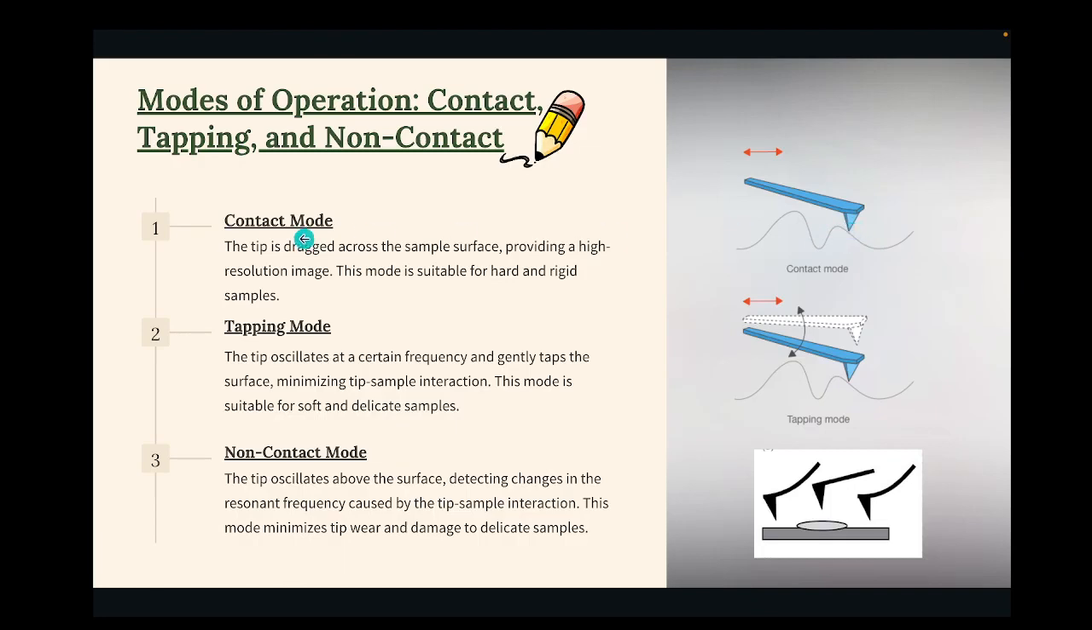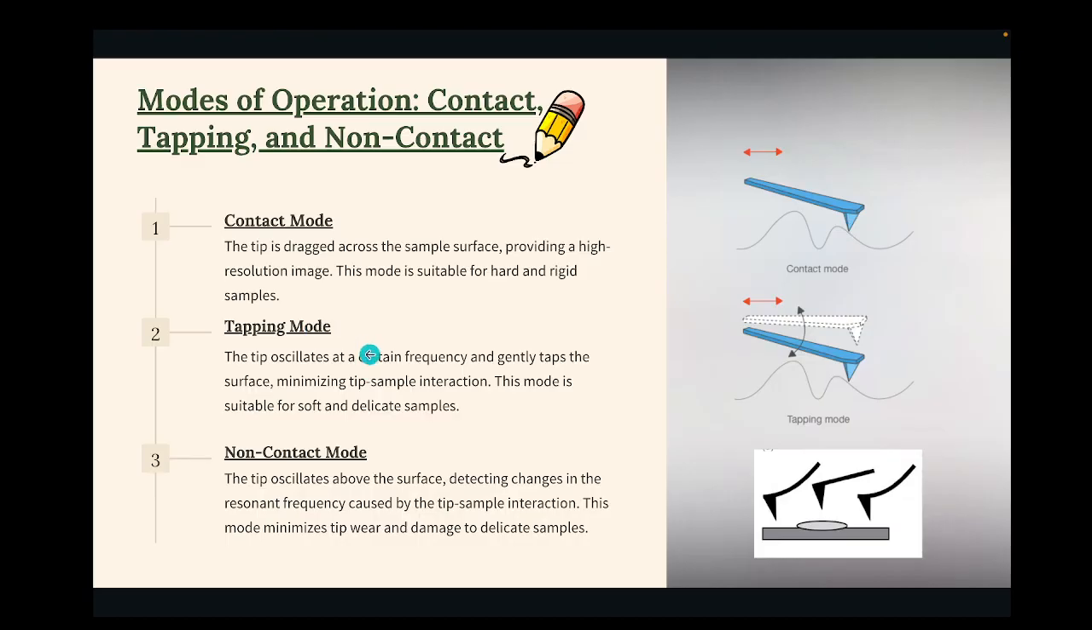This is the contact mode, and generally it is used for the topography of metal surfaces, or you can say hard surfaces, because the tip is very pointed. If we use it for soft surfaces, there may be a chance that the soft surface gets destroyed.